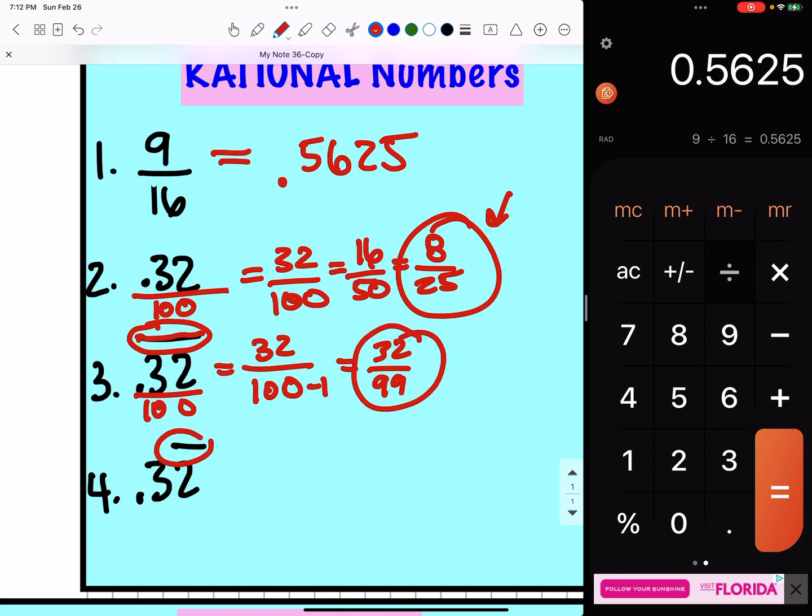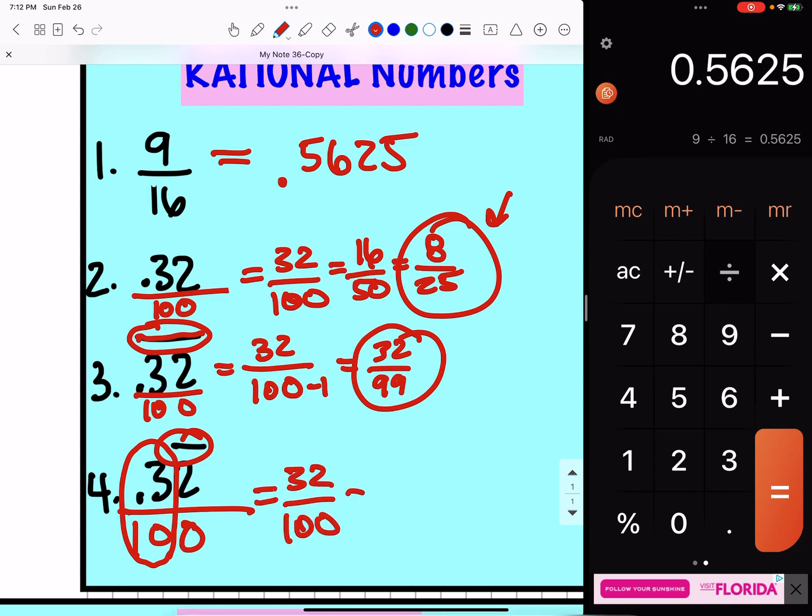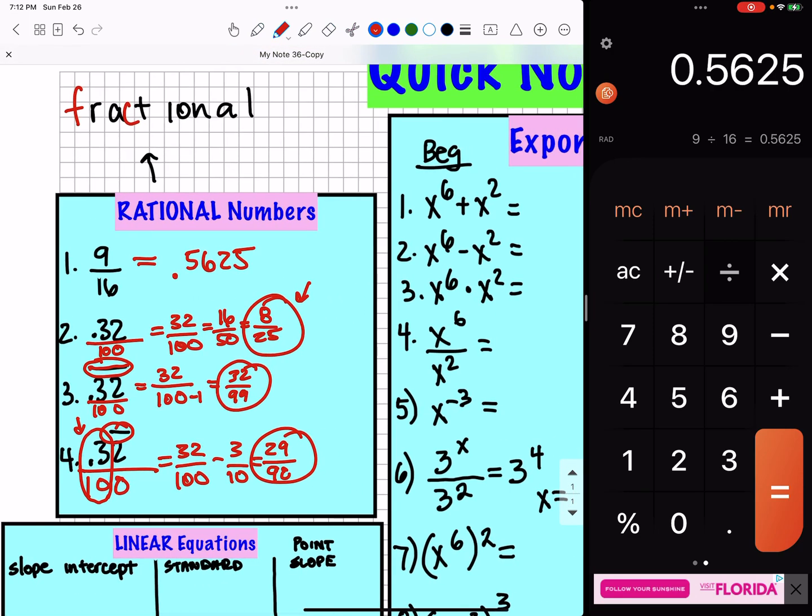Now, what happens when the line doesn't go back the whole way? We still go, okay, 10, 100 spot. This line doesn't go over the 3 in the 10 spot, so it would be 32 over 100. We subtract the 3 from here. We subtract the 10 because the line didn't cover those. And we've got 29/90ths. And there we go. We're done with those. So rational numbers are pretty much anything that you can make fractions out of.